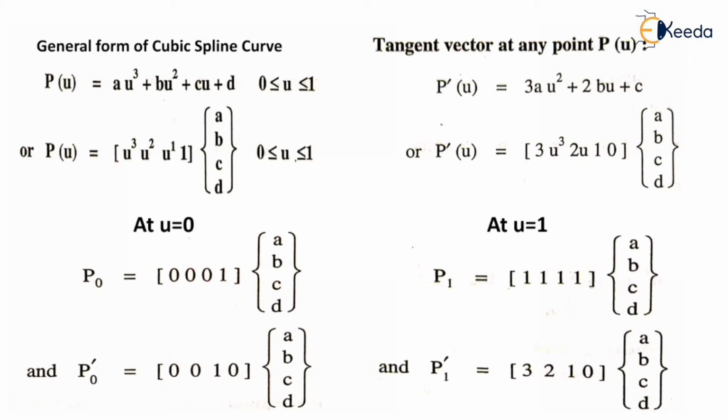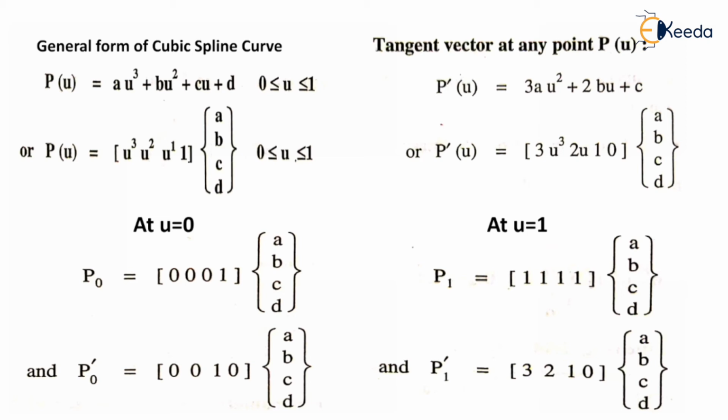Now we put the conditions, that is the minimum value of u and the maximum value of u. At u equal to 0, we have to put it in the general form of the cubic spline and find P naught. P naught is [0 0 0 1] times [a b c d], because u cube, u square and u are 0, while P naught dash will be [0 0 1 0] times [a b c d].